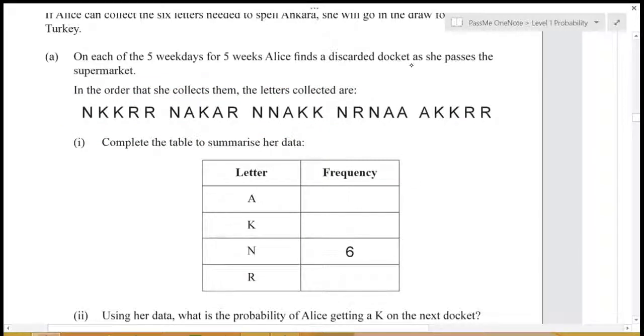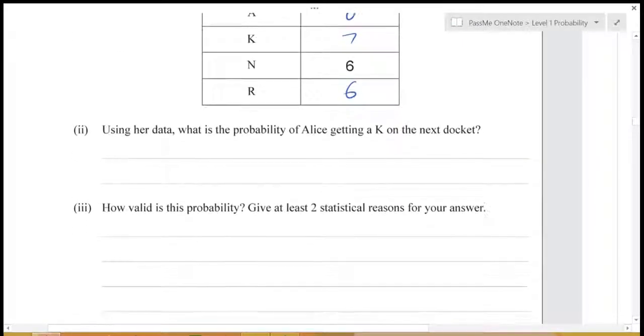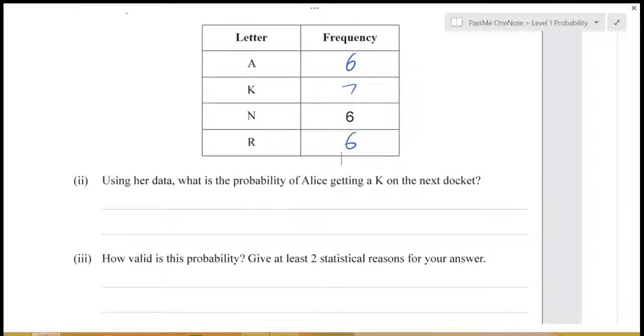So we just have 6 A's, and we have 7 K's, 6 N's, and 6 R's. And bingo, you got some credit already. Okay, using her data, what is the probability of Alice getting a K on the next docket? Well, using her data, it's going to be 7 out of a total of 25. So that answer's fine. Also having a decimal there is fine as well, so 0.28 as an answer is perfectly good too.